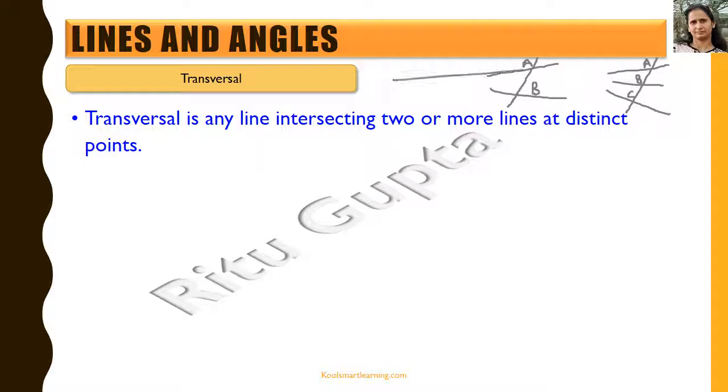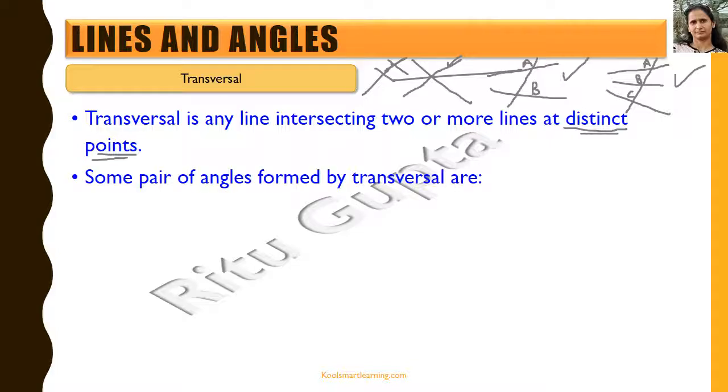But if we have two lines which are intersecting at a point, and we have a third line intersecting them at the same point, do we call this line a transversal? No, because it is not intersecting the two lines at distinct points. So this is very important when we talk about transversal. The first two examples are transversal lines, but the third one is not a transversal.